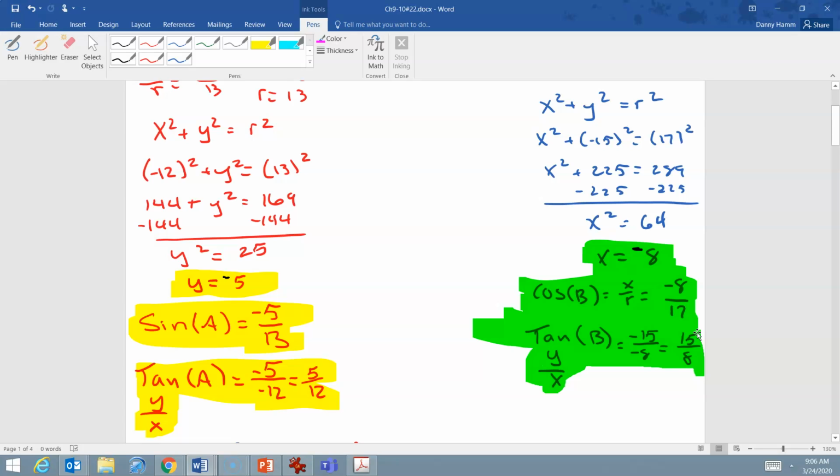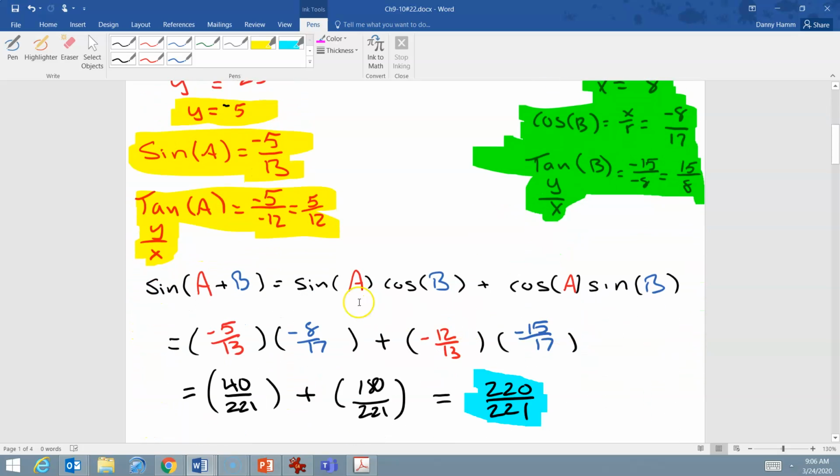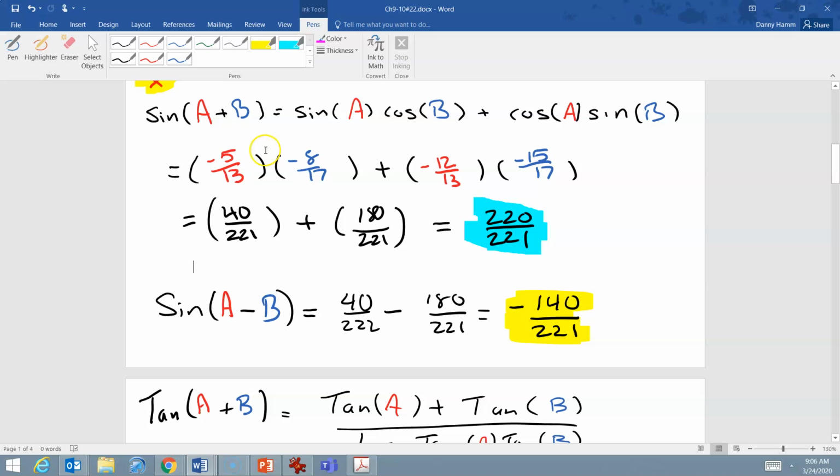Now that we have all of these values, then we can use the sum difference trigonometric identities and solve. So our first one we're looking at is sine of A plus B, which is written out here. And all we're doing is simply replacing sine of A with that value, negative 5 over 13. We're replacing cosine of B with negative 8 over 17, cosine of A with negative 12 over 13, and sine of B with negative 15 over 17. We multiply these values to get 40 over 221 and 180 over 221. We have a common denominator, so we can add those for our answer of 220 over 221.